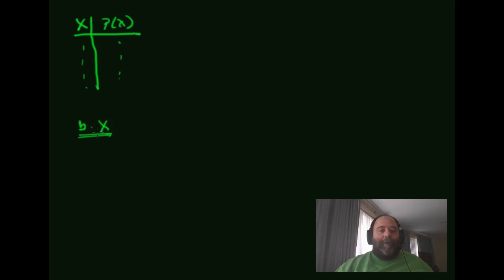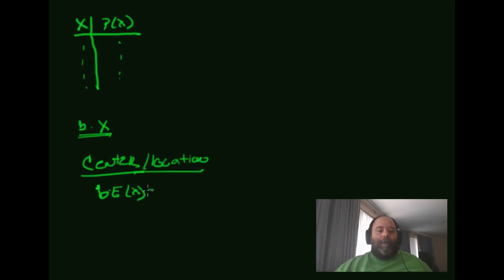So if I multiply by b, then the center also multiplies by b. So the measures of center and location will also multiply by b. So like your new expected value will be b times E of x, or b times the mean of x. And for variation, this also multiplies, okay?